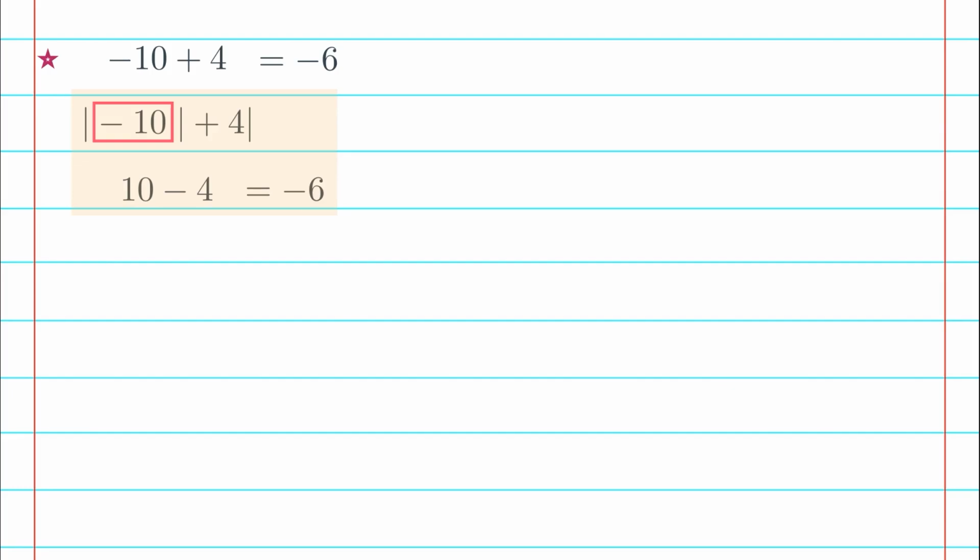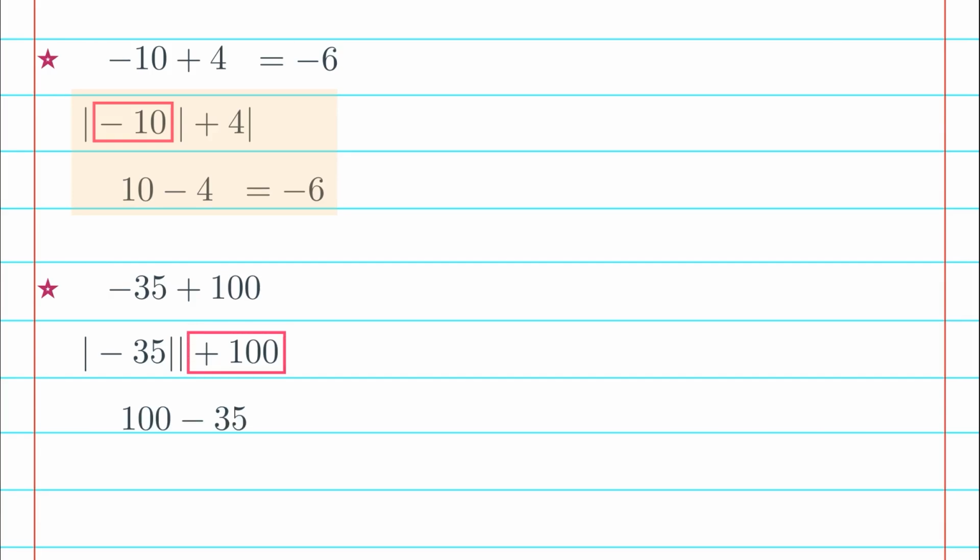Let's now move on to the next example. Here we have negative 35 plus 100. Again, the signs of the numbers are different, so we subtract the absolute values of each of these two numbers. The absolute value of 100 would be 100, and the absolute value of negative 35 would be 35. Now we subtract 35 from 100, which gives us 65. Since the number with the greater absolute value is 100, which is positive, the answer would be 65. This is how we add positive and negative numbers.